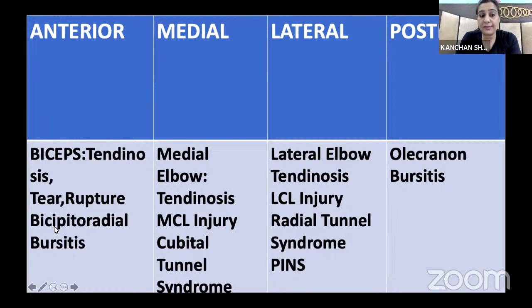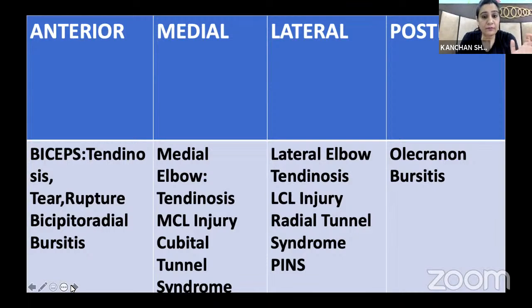You have problem with the bicipito radial bursa. On the medial side, you have problem with the common flexor tendon. Then you have problem with your medial collateral ligament, then cubital tunnel. If you go to the lateral side, you may have problem with your common extensor tendon, then your lateral collateral ligament, and then we have problem with the deep branch of the radial nerve. If you go to your posterior aspect, you may have problem with the olecranon bursa.